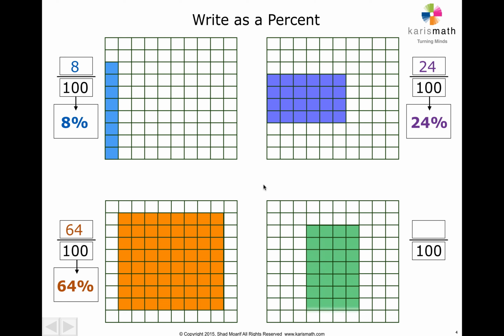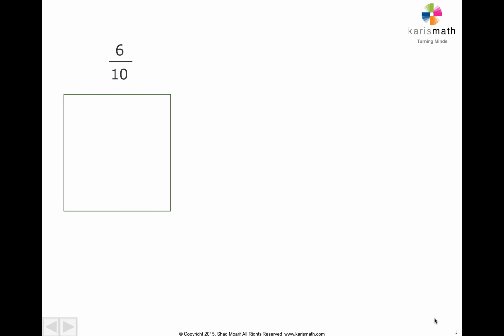What about here? Out of 100, we took 32 out of 100. What percent is that? That's right, 32%. Excellent. Get used to the idea of saying things as percent.